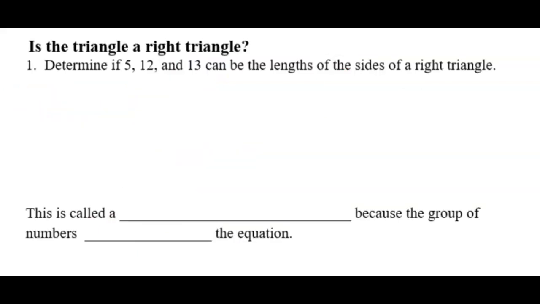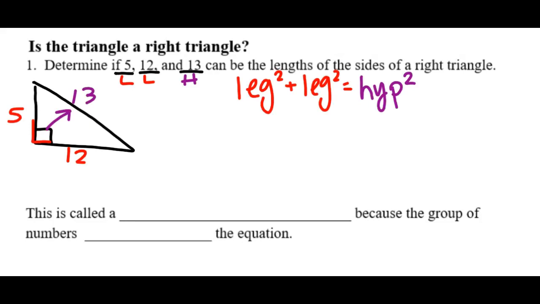So I want to determine if a triangle with sides 5, 12, and 13, can those be the lengths of the sides of a triangle? Well, let's figure out how to do that. 13 is going to be my hypotenuse. Why is that? Well, that's the biggest number, silly. So 5 and 12 are my legs. So 5 would be this leg, 12 would be this leg, 13 would be my hypotenuse.